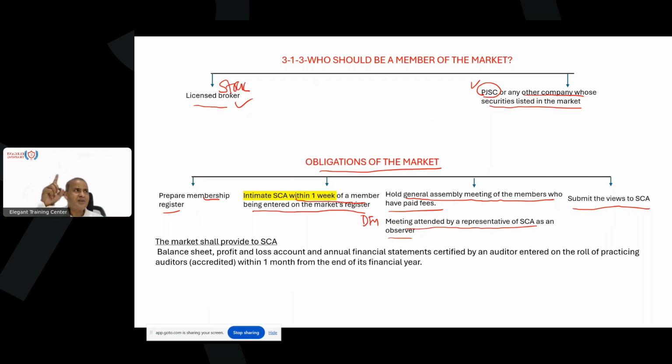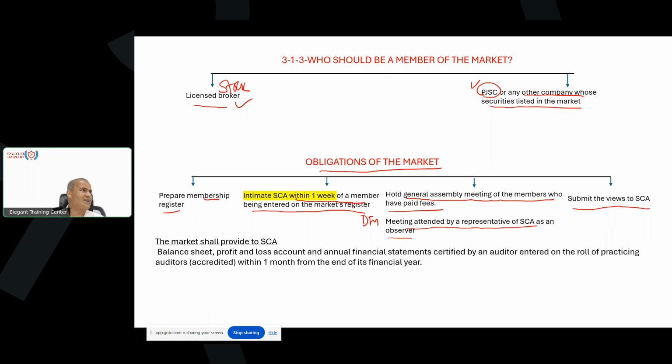Number one, register of the membership. Number two, you are holding a general meeting. Number three, intimating SCA within 1 week of any member being appointed. And number four, submit the views of the market to the SCA.